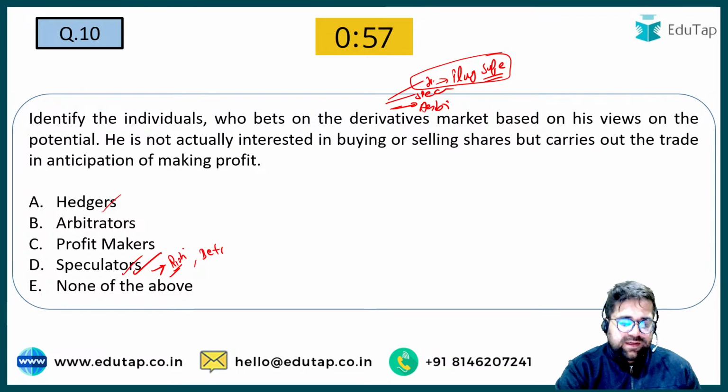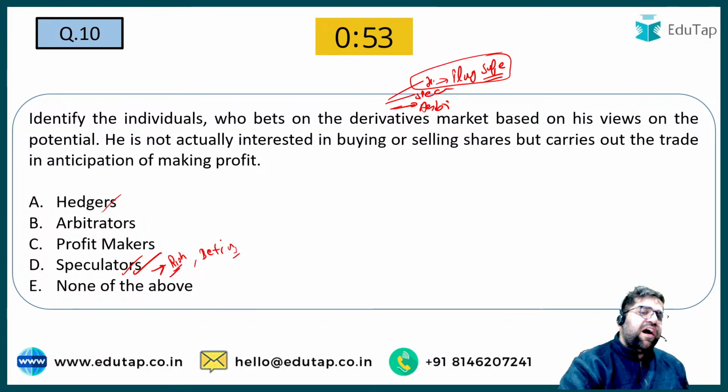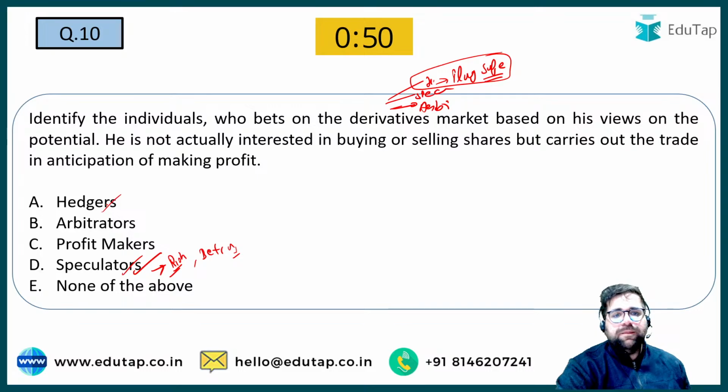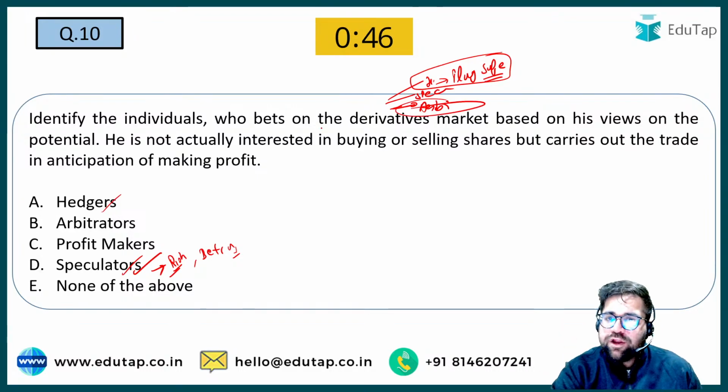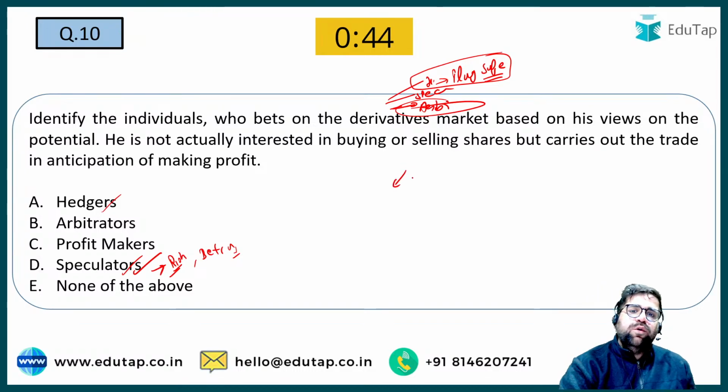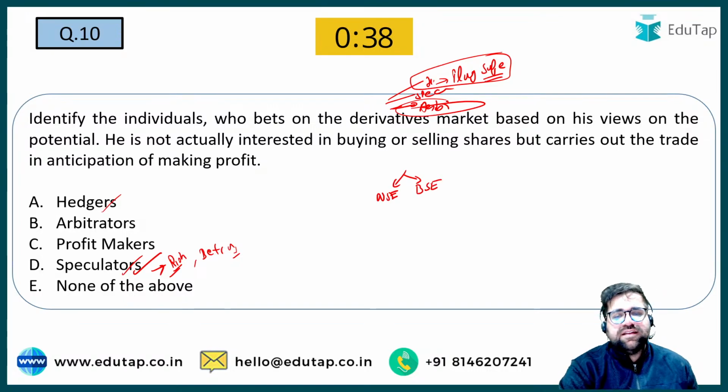So speculators are those people who are willing to take risk. Their risk appetite is far higher as compared to an arbitrator, as compared to a hedger also. And what are these arbitrageurs or arbitrators? These are the people who will buy and sell in different markets. Like they will buy one share at NSE and they will sell at BSE. So these are the people who are your arbitrators. As simple as that. Okay.